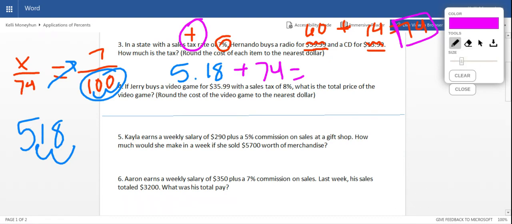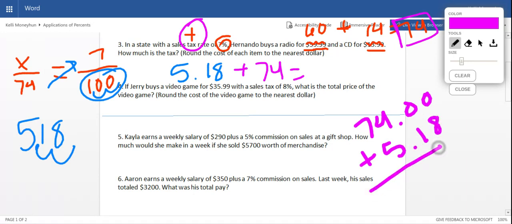Don't forget when you're adding and subtracting with decimals, you have to line them up. That's not the case for multiplication. Okay, so we should have gotten $79.18 for our total. All right, go ahead and pause and finish.